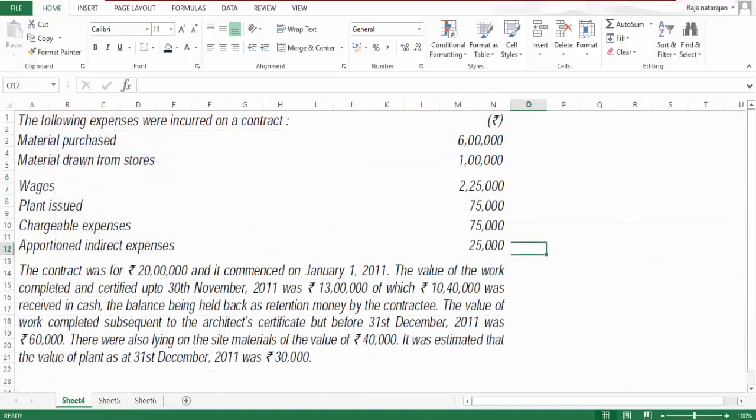Now how to find out the profit? Here we have the contract was for 20 lakhs. The work that is completed and certified is 13 lakhs, of which they have received cash for 10 lakh 40,000. The balance is held as retention money. And the value of work completed subsequent to the architect's certificate, that is work completed but not certified, is 60,000. So these two have to be recognized.